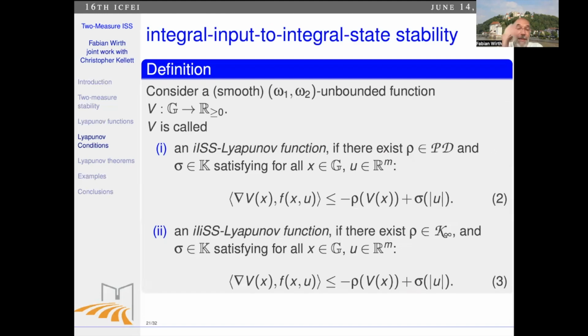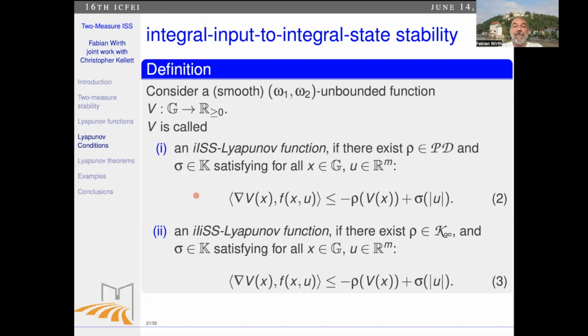And then, of course, we also want to have Lyapunov functions for the other stability concepts. So for integral input to state stability, an integral input to state stability Lyapunov function is, again, omega-1, omega-2 unbounded. We need that all the time. And then the condition is in dissipation form now. Again, gradient v times f. This looks very familiar, should be less than minus rho v of x plus sigma of u. And sigma is class k, that k here is wrong.